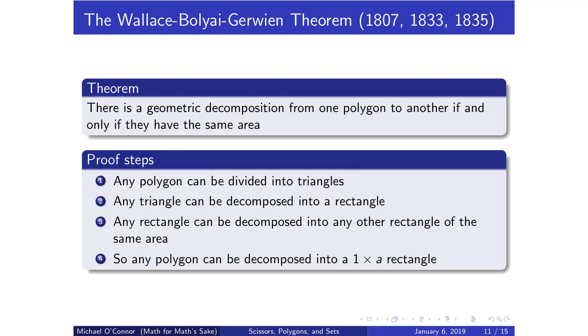Then that means that you can make it into a 1 by A rectangle, which I'll show a diagram for, by stacking up all these other rectangles. And then once you do that, because these polygons have the same area, they can be decomposed into the same rectangle. So you can do this process with one polygon and then do the process in reverse for the other polygon. And then you'll get its dissection out at the end. So let's take a look at this.